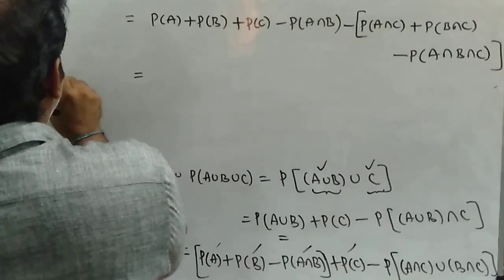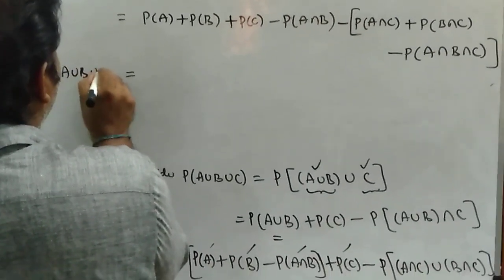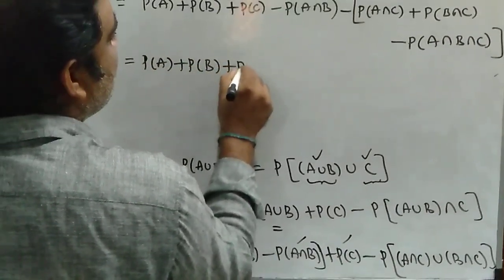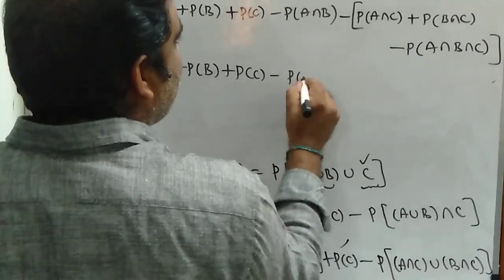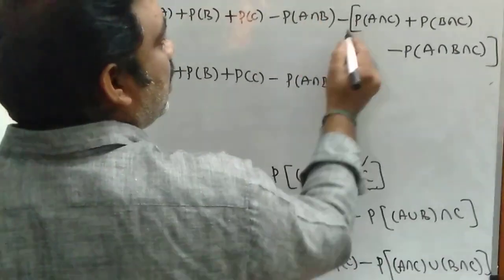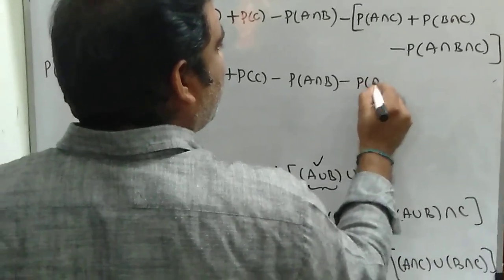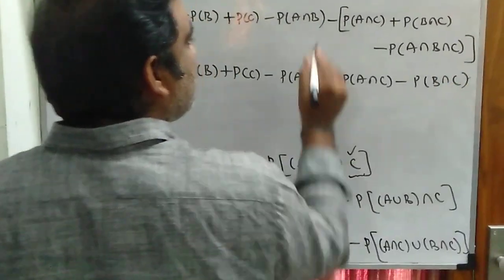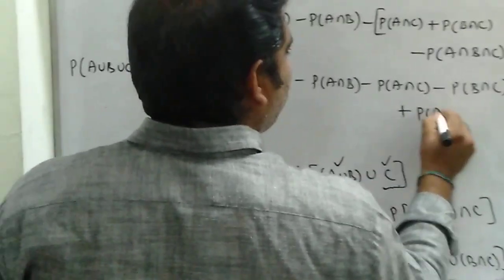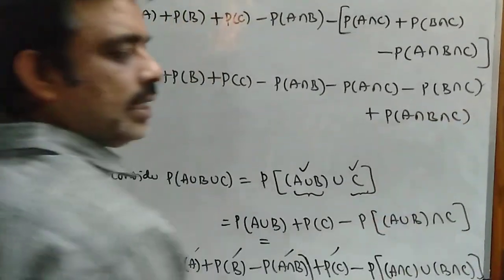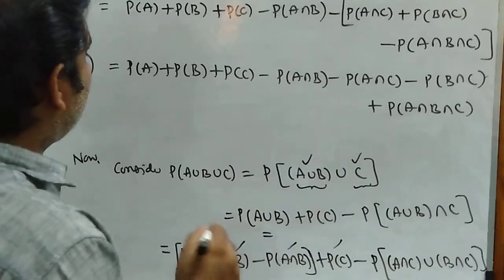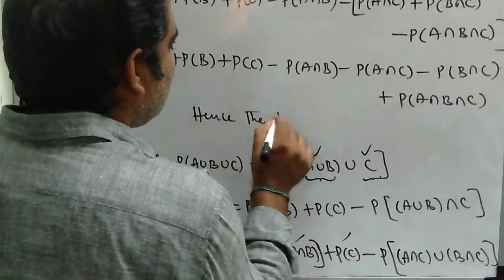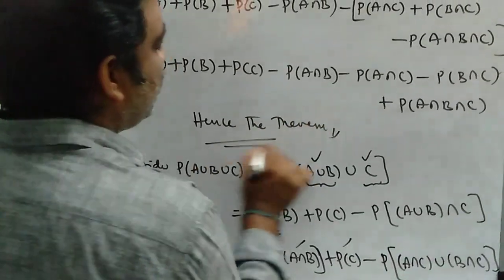So I'm expanding P of A union B union C is equal to P of A plus P of B plus P of C minus P of A intersection B, minus of this one, minus P of A intersection C, minus of this one, minus P of B intersection C, minus minus plus, that is P of A intersection B intersection C. So which is our statement for addition theorem for 3 events. Hence the theorem proved, which is the required result.